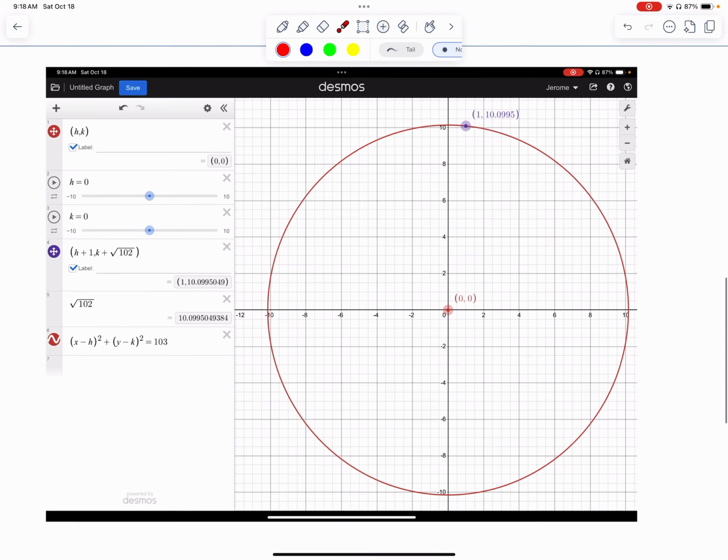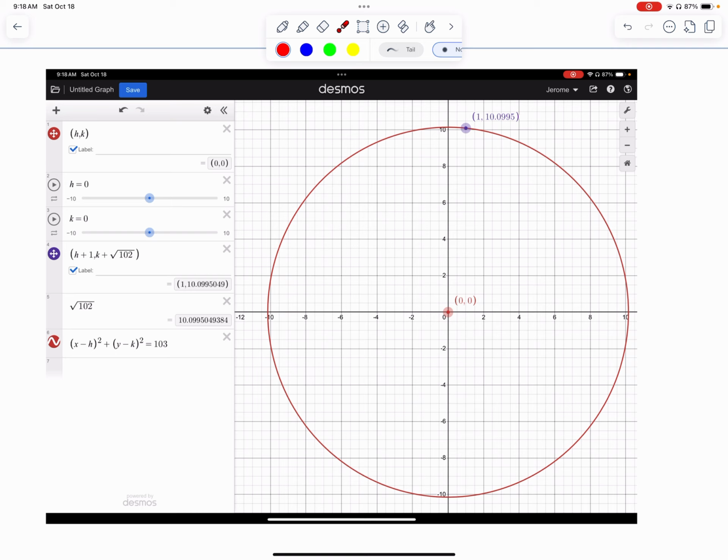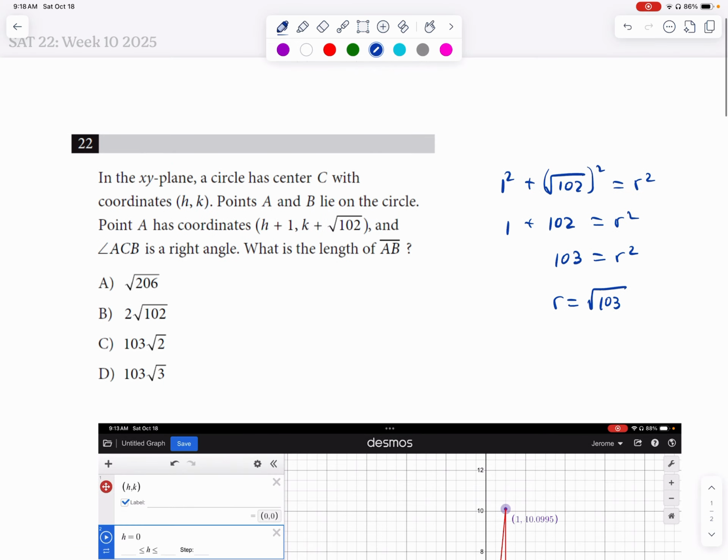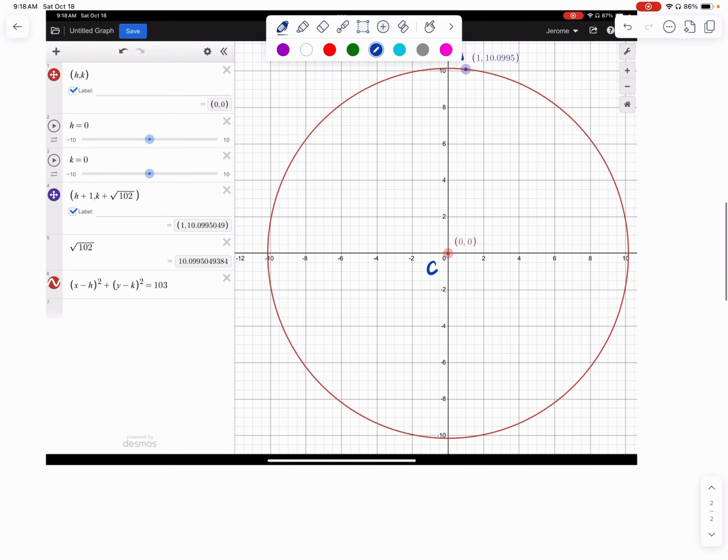All right, I did that because of the other point that we need to put on here. So first of all, it said that this was, I do believe, point A. The center point is C. Let me make sure. And then B is some other point. They don't give us the coordinates of it, but it makes a right angle with C. And I can do that pretty easily by just doing this. I'm going to connect A to C like so.